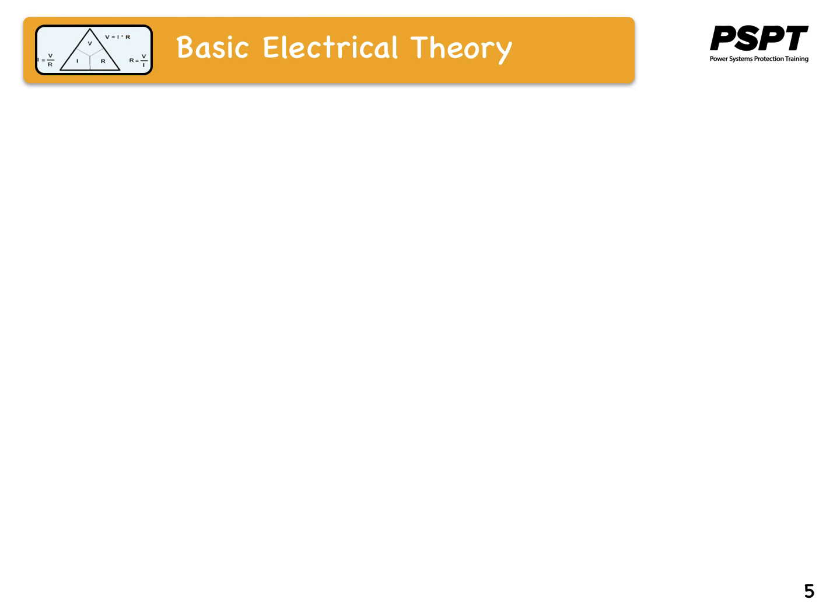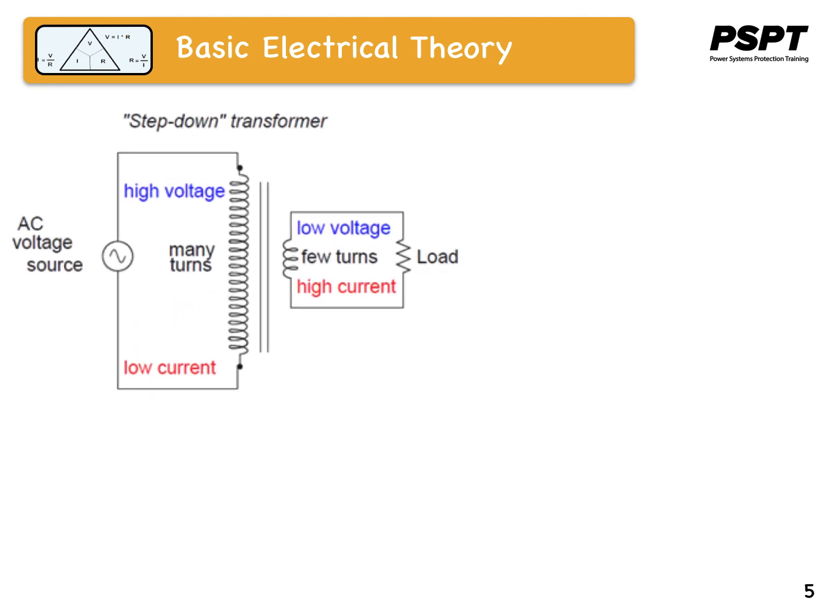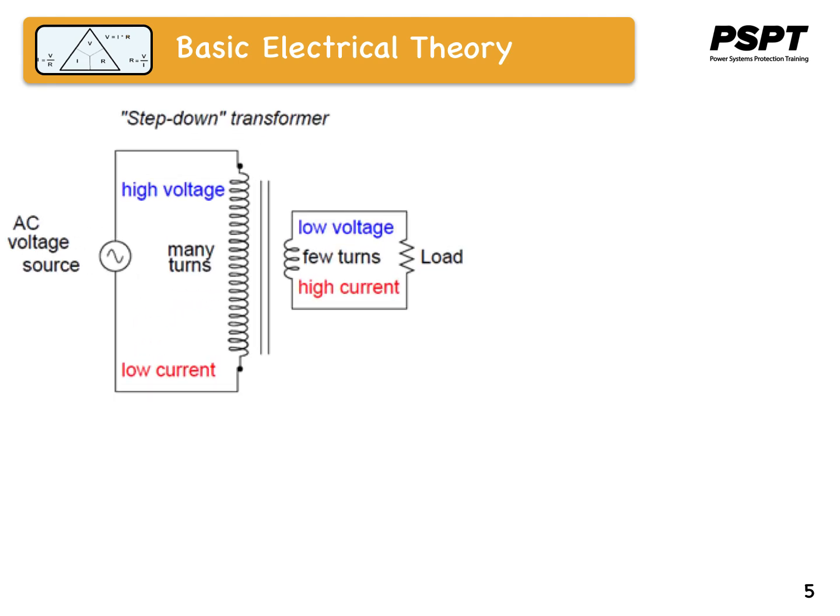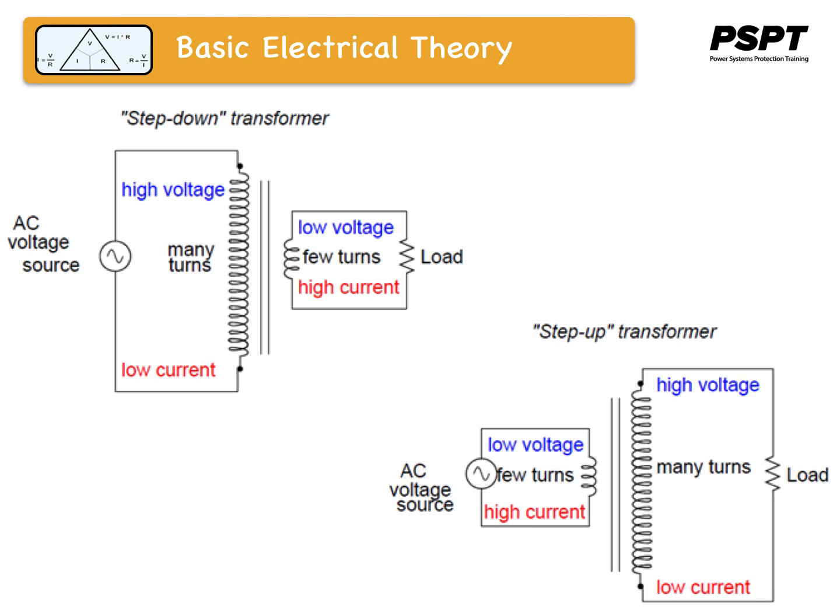The fundamental significance of a transformer is its ability to step voltages down or to step them up from the powered coil to the unpowered coil. The AC voltage induced in the unpowered secondary coil is equal to the AC voltage across the powered primary coil, multiplied by the ratio of the secondary coil's turns to the primary coil's turns.